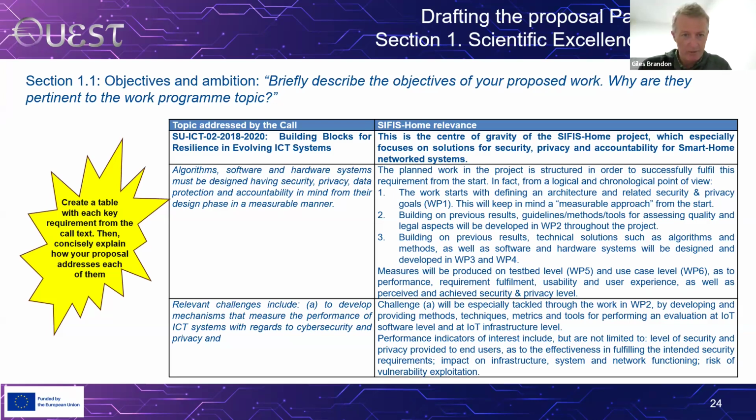They create a simple table, two columns. In the first column, they copy and paste bits of text from the call text, from the expected outcomes, from the scope. They'll paste it in the one column, and then they'll try to briefly say in the right-hand column, look, this is how we're addressing it, or this is the part of the proposal where we're tackling that.